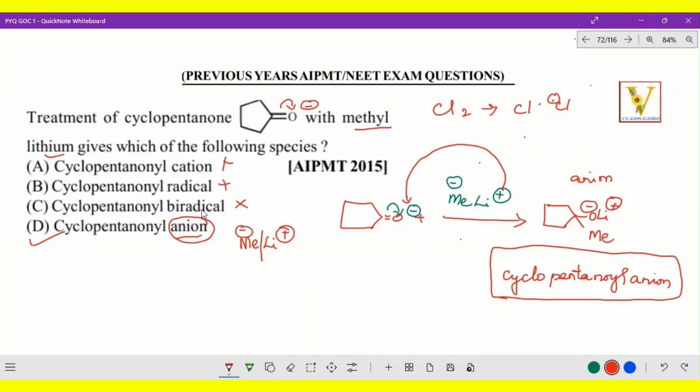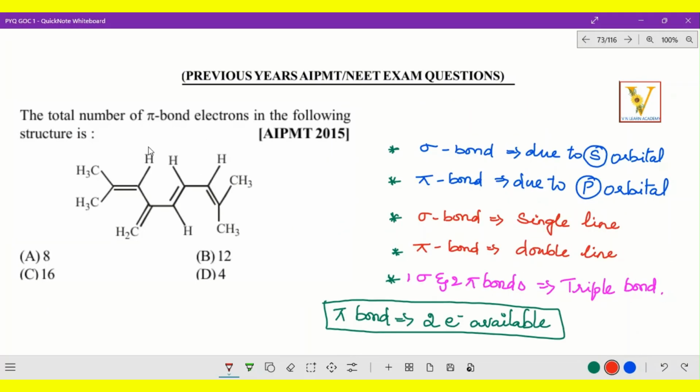Like this question you will get n number of questions, but see the concept, how we identify that answer in that way. So which is the correct option? Option D is the correct option. Hope you got the clarity. Come on, let us go to the next question. It is really interesting and it's easy also.